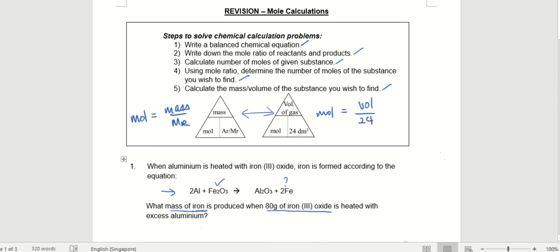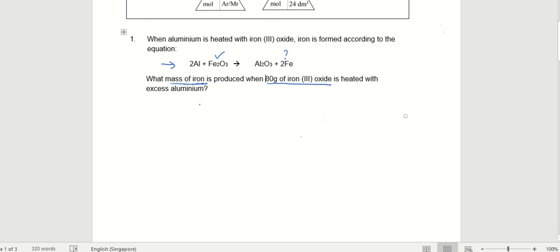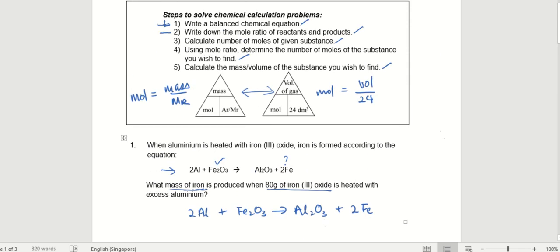We start off by, first of all, writing a balanced chemical equation. So let's just rewrite the equation. 2 aluminium reacts with iron trioxide to give us aluminium oxide and 2 of iron. So that is your balanced chemical equation. Now we take step 2. We write down the mole ratio of the reactants and the products.